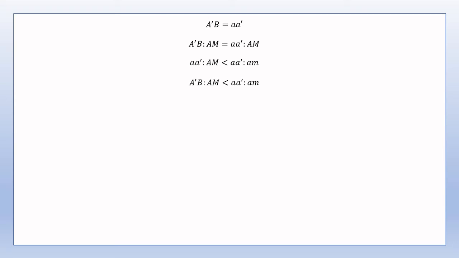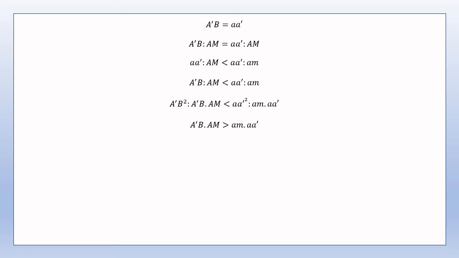And by using similar constructions, similar to the approach I gave for proposition 25, it's easily shown that A'B squared to A'B times AM is less than aa' squared to am times aa'. And since A'B is equal to aa', then A'B squared is equal to aa' squared. And so by a variation of Euclid 5.10, it follows that A'B times AM is greater than am times aa'.